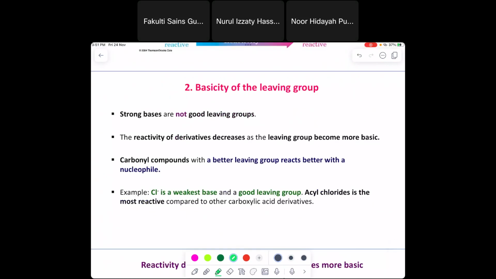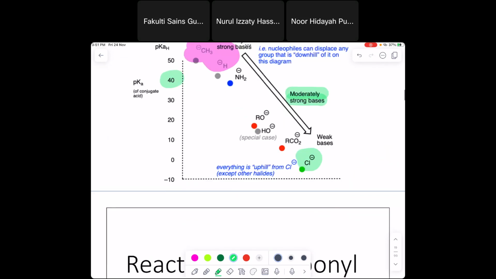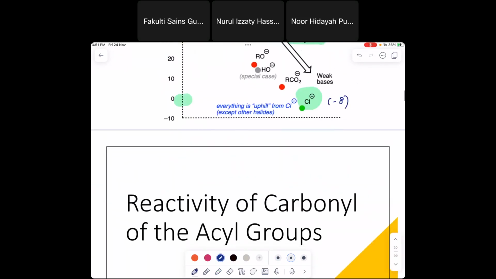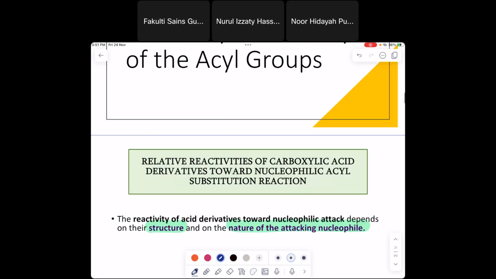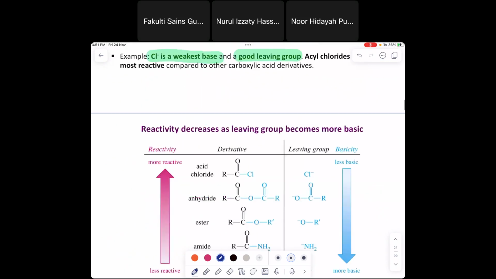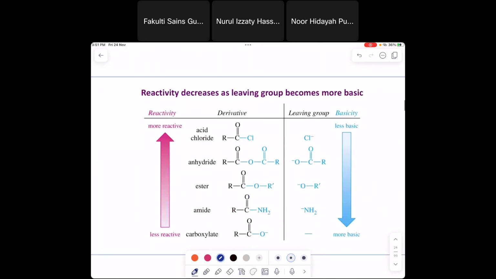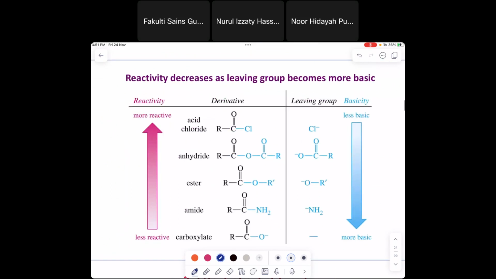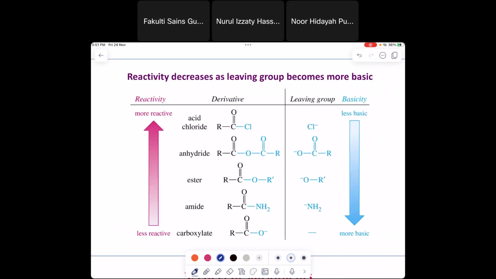And then we showed in your notes that chloride is the weakest base and of course a good leaving group. In fact, the pKa of chloride is actually -8 at the bottom here. But I don't want you guys to memorize it. The pKa of this one is 38. But how do you know? You have to get some idea. So here is a very good table from your lecture notes showing how you want to rank the reactivity based on the leaving group.